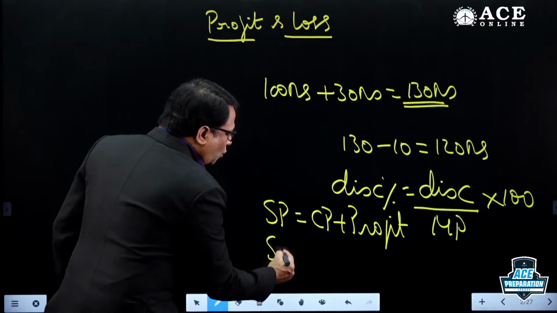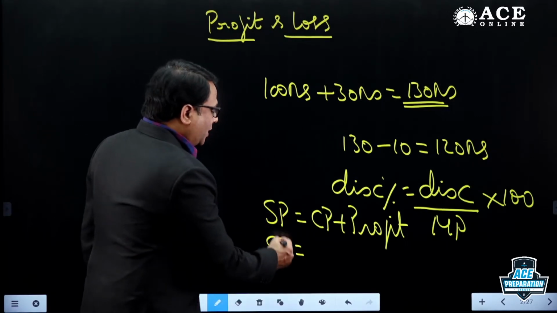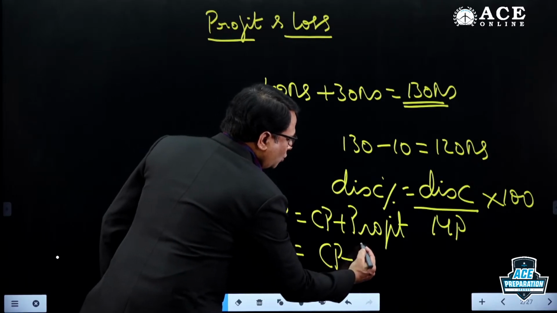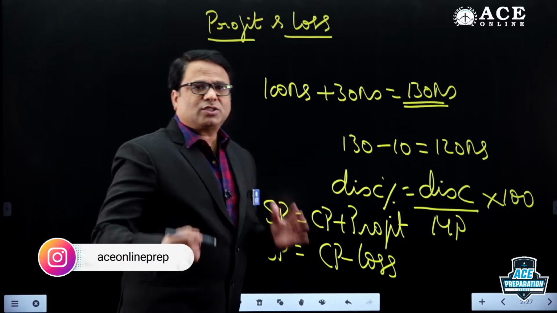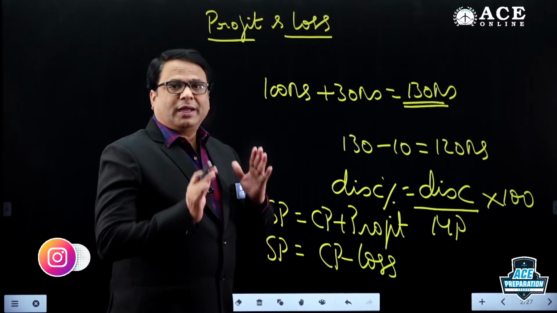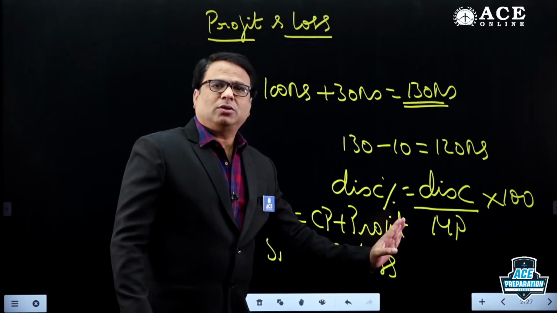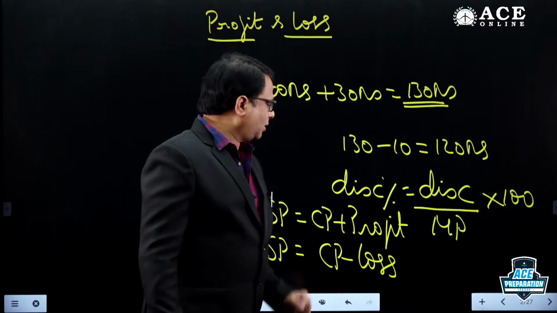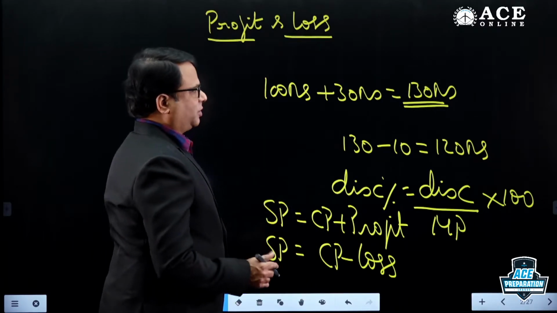Then suppose you sold the article at a loss, then selling price is equal to cost price minus loss. So in case of profit, selling price is cost price plus profit. In case of loss, selling price is cost price minus loss. Okay? Right. Now, I would like to tell you a few more points here.